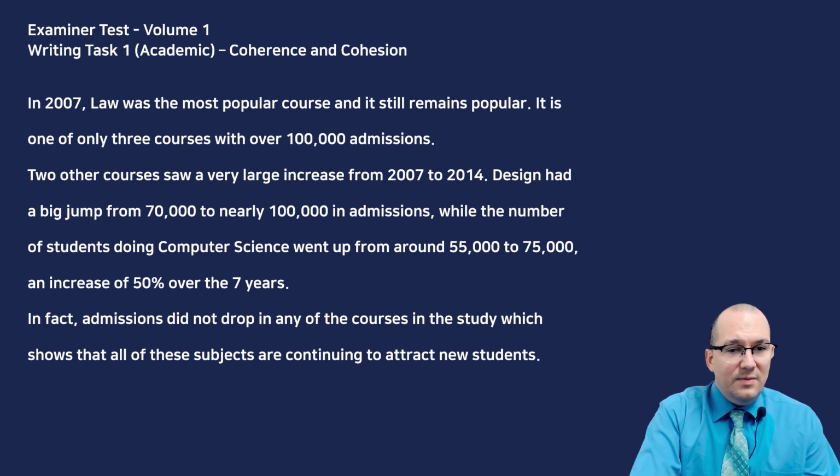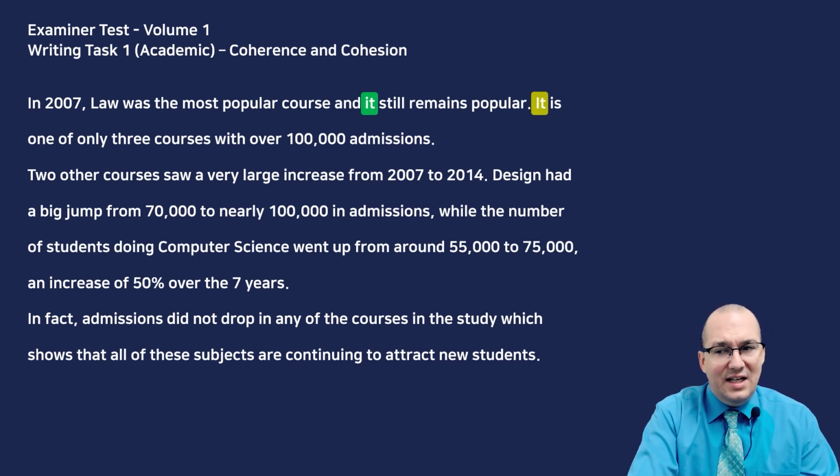Now on to the next one. In 2007, we can have a look here. The most popular course, right? Law was the most popular course, and it, again, this is good referencing back to law, okay? So using these pronouns referencing back, the examiner will notice this. This is how people write in English, right? They don't keep saying law, law, law. They use pronouns or other expressions, and it's very, very good to do this if you want to get a band 7 or higher.